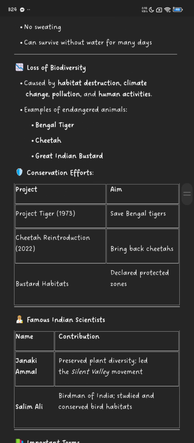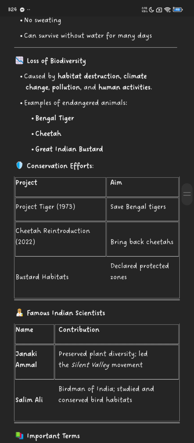Loss of biodiversity is caused by habitat destruction, climate change, pollution, and human activities. Examples of endangered animals: Bengal tiger, cheetah, great Indian bustard. Conservation efforts: Project Tiger 1973, save Bengal tigers. Cheetah reintroduction 2022, bring back cheetahs. Habitats declared protected zones.